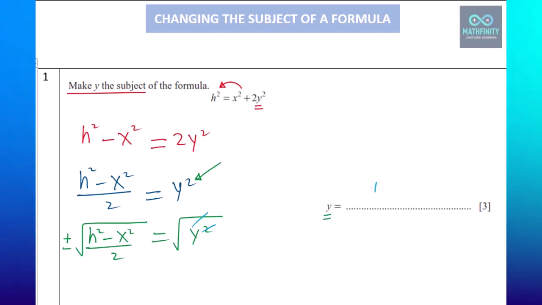This answer you have to write in the given answer space to get the marks. Plus minus the square root of h squared minus x squared over 2. If you write all these steps and show all these steps to the examiner, then you will be able to get these 3 marks.